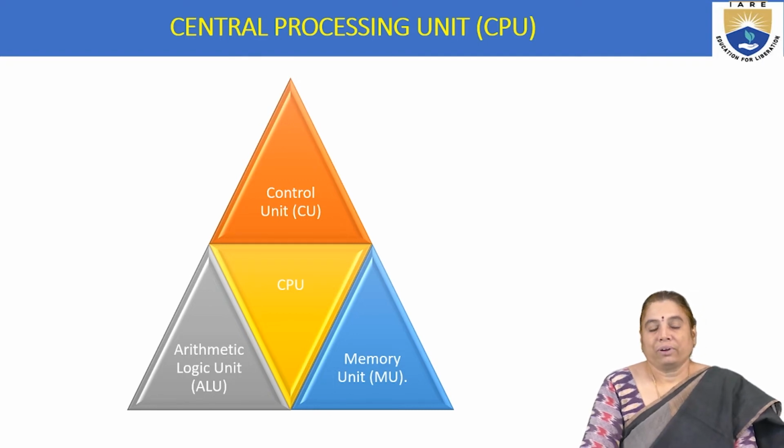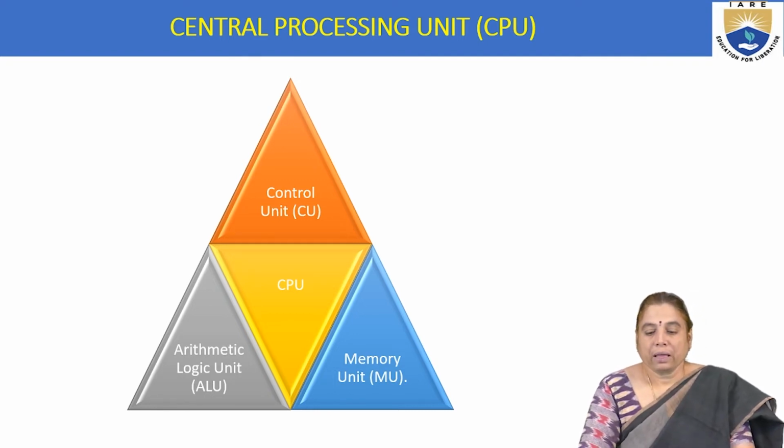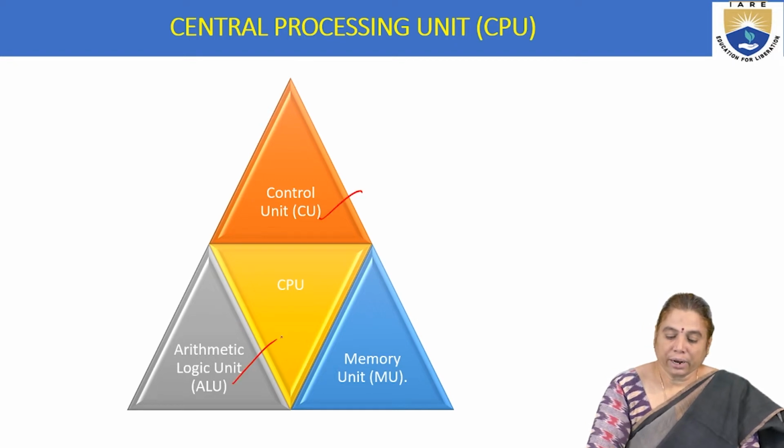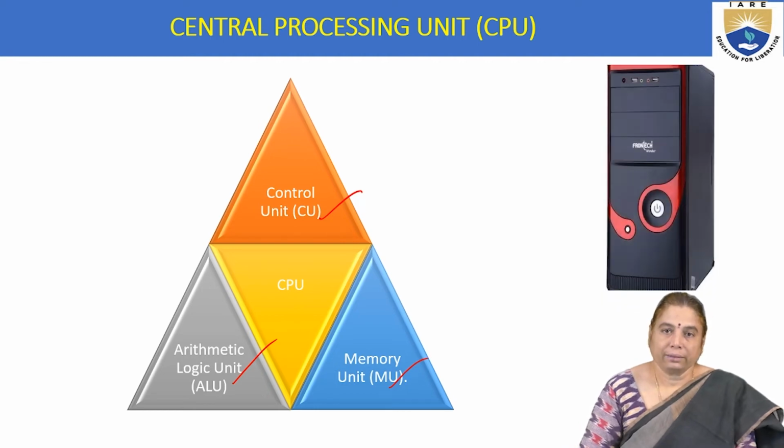Next functional unit of the computer is the central processing unit. The CPU can have three subunits: control unit, arithmetic logical unit, and the memory unit. The layout of the CPU is like this.